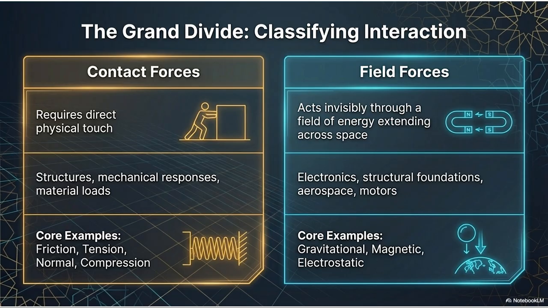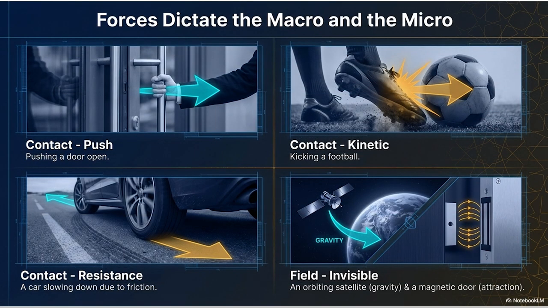Right. Think about the structures you walk on, mechanical springs, the friction of your shoes on the floor. The notes we gathered give some really great everyday examples to kind of ground this. They call it the macro and the micro. Like, for a contact force, think of pushing open a heavy, thick glass door at an office building. Yeah, your hand physically touches the glass. Exactly. You apply a pushing vector, the door opens.